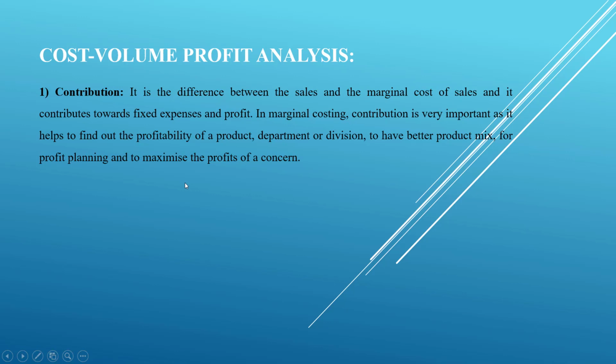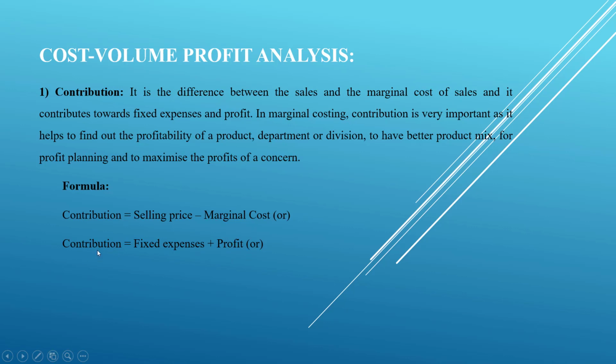Now for calculating this, since this is a mathematical relationship, we need to have a formula. So what is the formula for calculating contribution? Contribution is selling price minus the marginal cost, or we can say sales minus variable cost. Now this formula can also be written this way: contribution is equal to fixed expenses plus profit. Whatever the expense is of fixed nature, which does not change with the volume of output, to that you have to add the profit. Fixed expenses plus profit also gives us contribution.